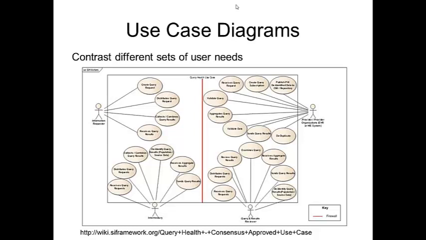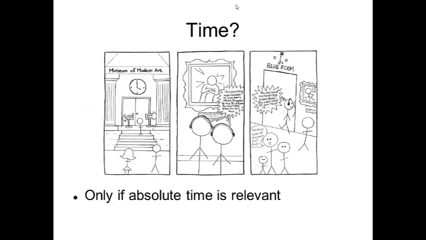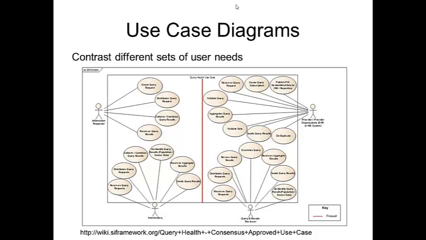Often systems have multiple users. So here in the storyboarding, we were taking the story of one user. Many systems have multiple users. And a use case diagram, of which this is an example, is a way of just contrasting the different sets of users and their needs.